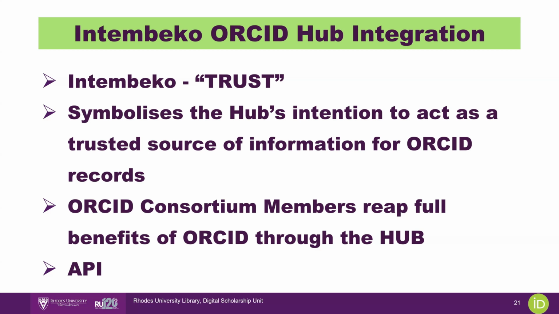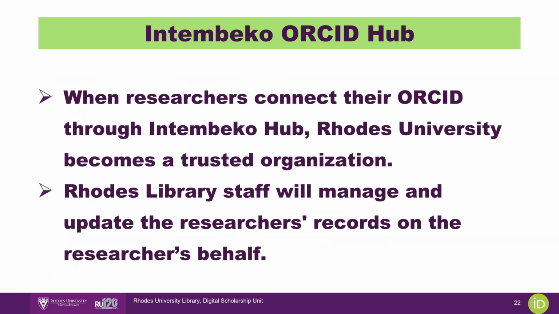It symbolizes the hub's intention to act as a trusted source of information for ORCID records. These ORCID consortium members reap the full benefits of ORCID through the hub, and it uses an API, so we are connected through that to the hub and the university. When researchers connect their ORCID through the Intembeko hub, Rhodes University becomes a trusted organization, and the staff will manage and update the researchers' records on behalf of the researcher.